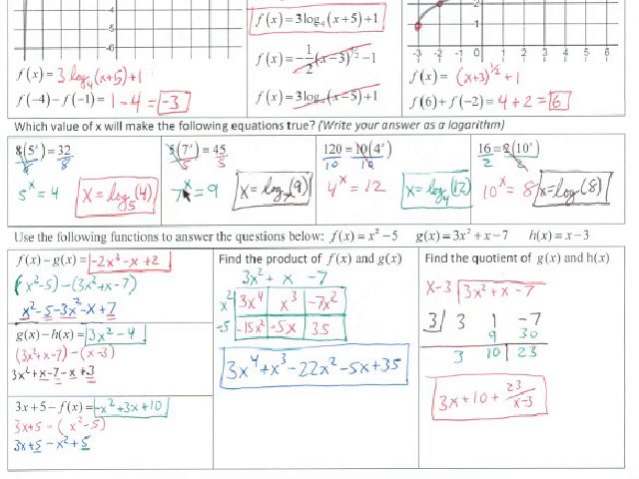Divide by 5, put the log in front, switch the x and the 9. That's my answer. These log answers are decimals. They're irrational. You wouldn't really be able to calculate them without a calculator.